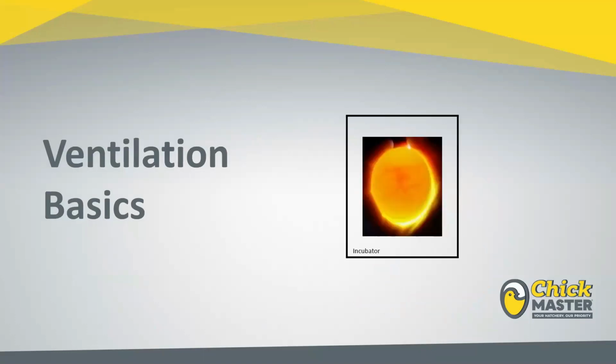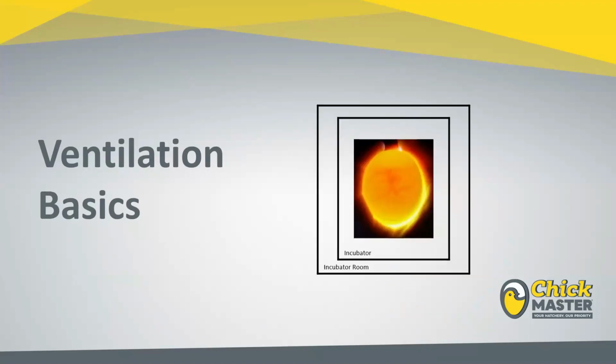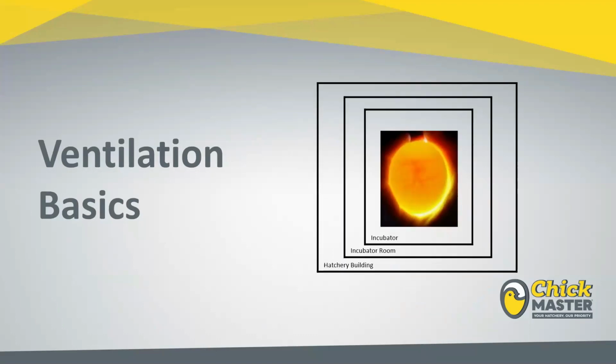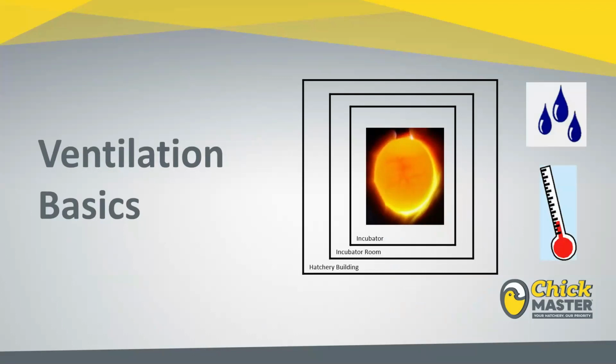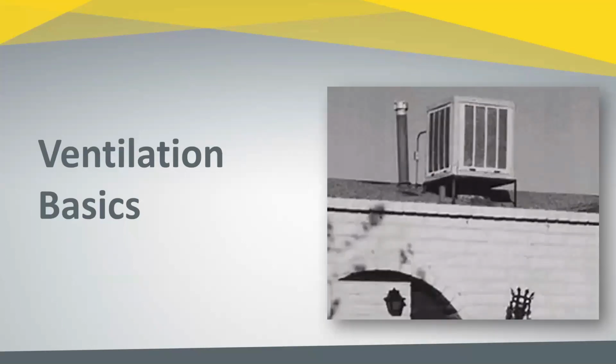When we begin, we know that we have a developing embryo that is in an incubator. This incubator is in an incubator room. The room is in a hatchery building. And then external to the building, we have ever-changing atmospheric conditions, which include changing temperatures and changing humidity conditions. So the ventilation system, by design, still has to provide the incubator and the embryo, which needs to develop correctly, and deal with the atmospheric conditions.